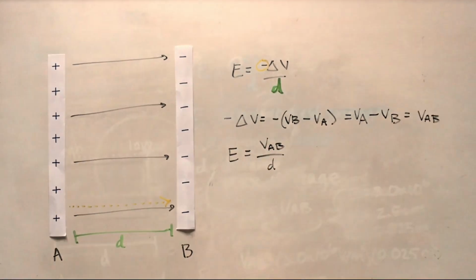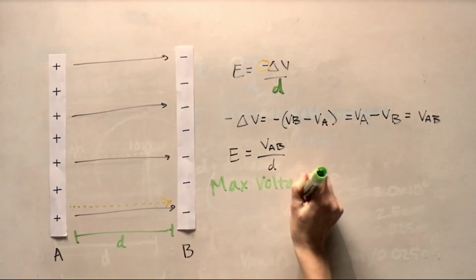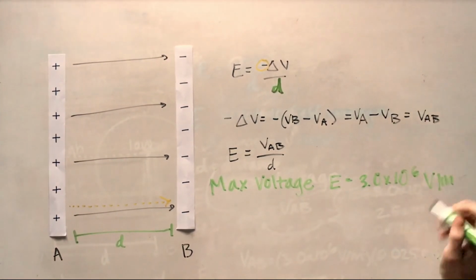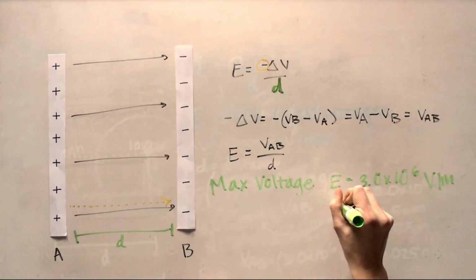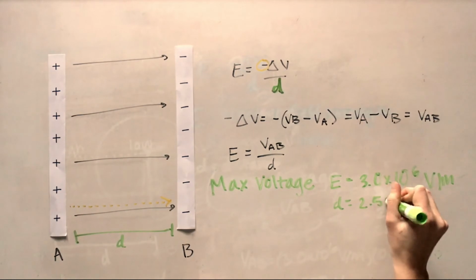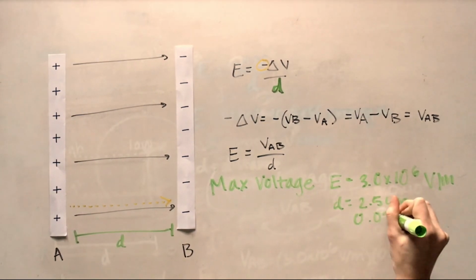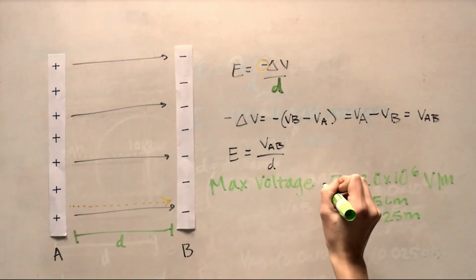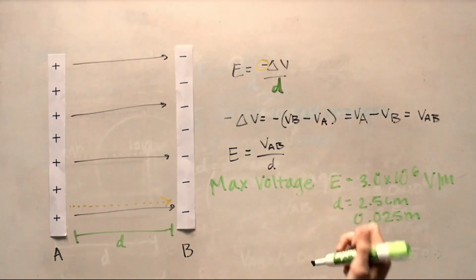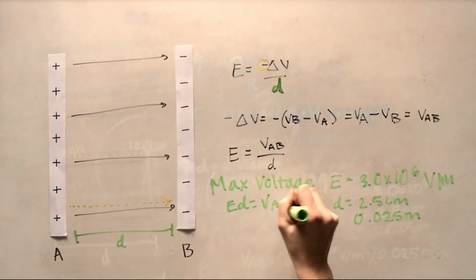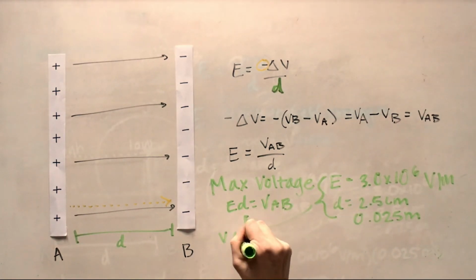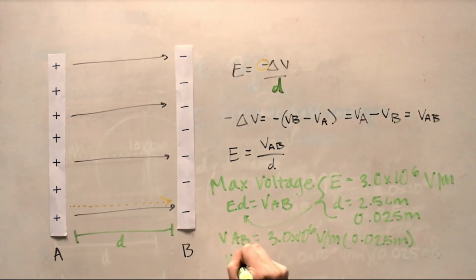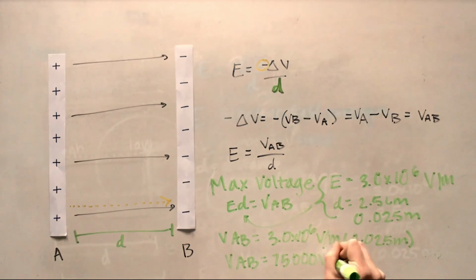Now continuing on in our quest to find the max voltage, we are given that the electric field strength is 3.0 times 10 to the 6th volts per meter. We are also given a distance of 2.5 centimeters, but it is important to remember that our equation calls for meters and not centimeters. Therefore, we must convert it to be 0.025 meters. Now rearranging our equation and inserting our given values, we are able to find the maximum voltage between these two plates. And that maximum voltage is 75,000 volts, or 75 kilovolts.